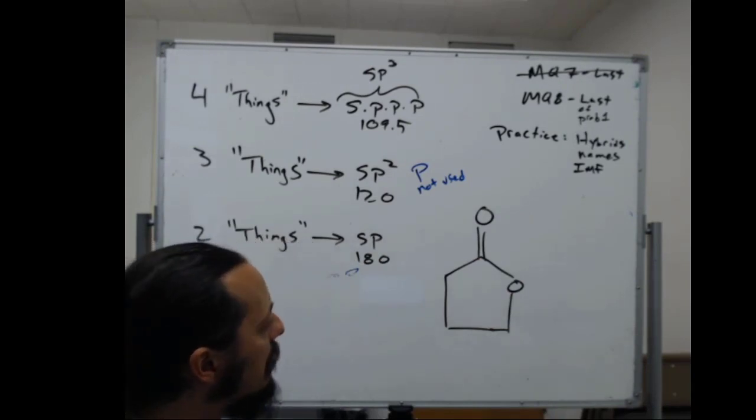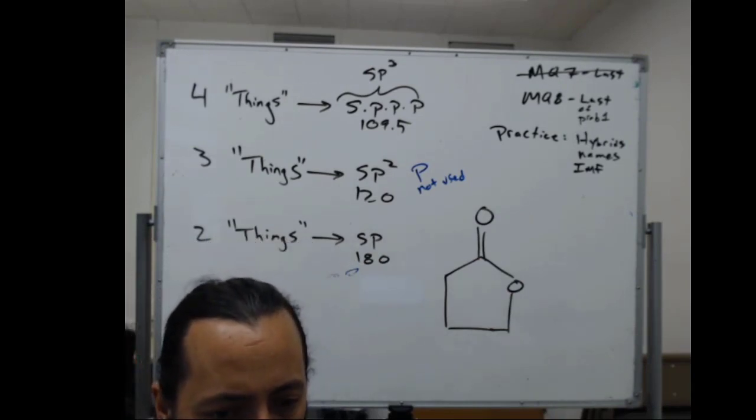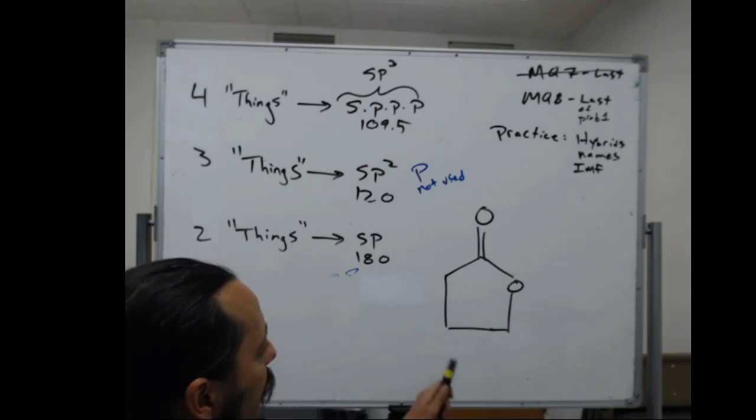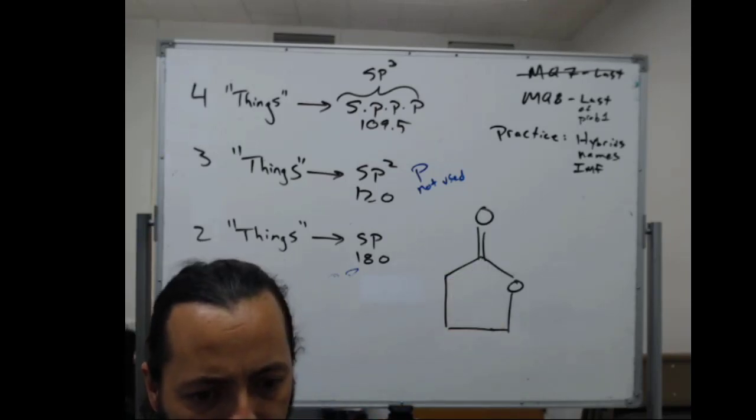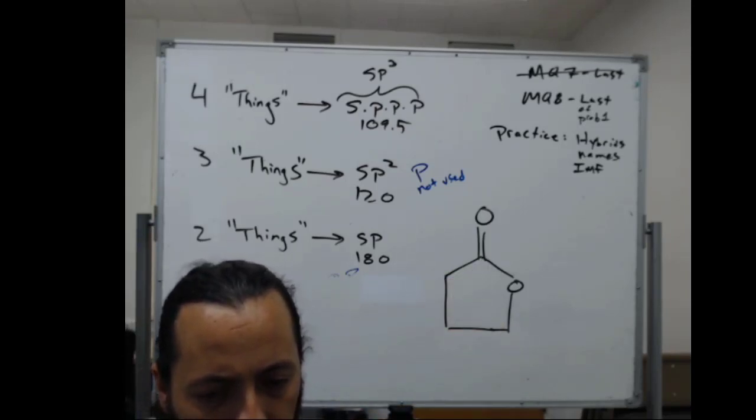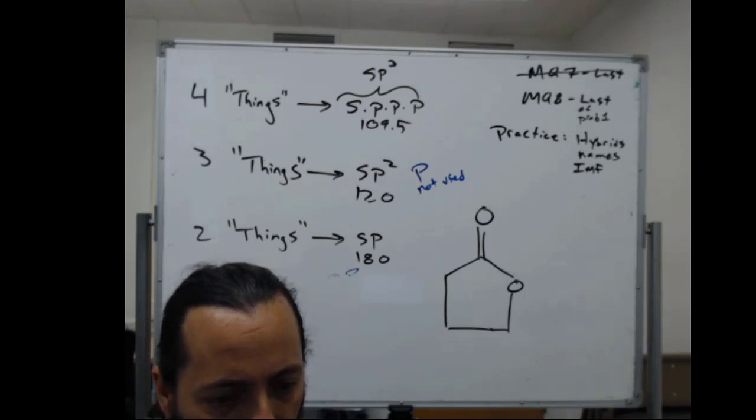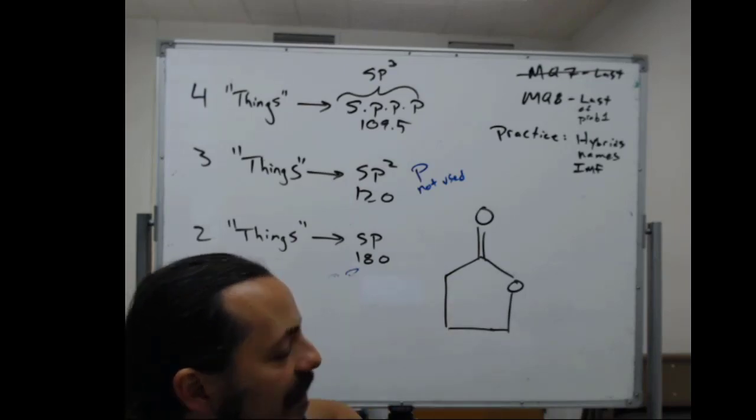Looks something like that. Pretty good. Okay. How many carbons? We got 1, 2, 3, 4 carbons. Let's see. How many hydrogens? 2, 4, 6 hydrogens.